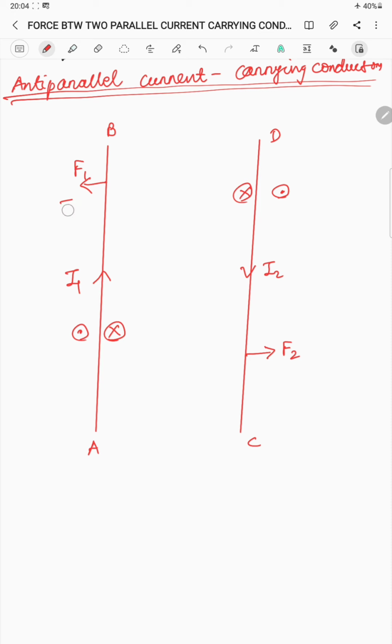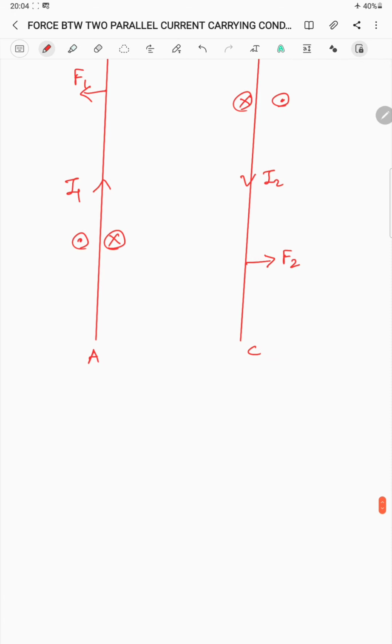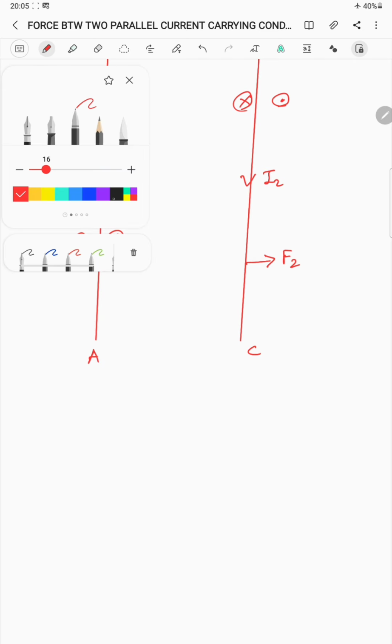And from the diagram, what is clear? That your antiparallel currents repel. You see that the forces, they are repelling each other. So we can say one thing for the antiparallel wires, that antiparallel currents repel. Okay, antiparallel currents repel.